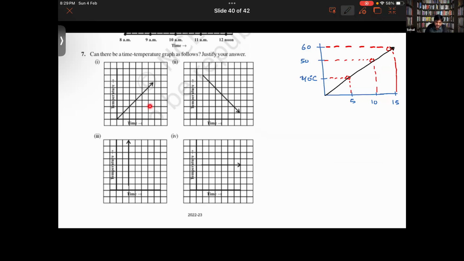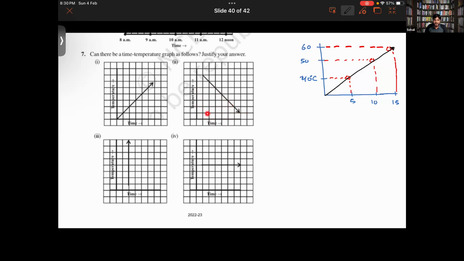Sir, everything was justified except the third one. Let me go to the second one first. Now guys, understand the second graph. Time is on the x-axis. As the time is increasing, the temperature will be decreasing. But is it true? It can be true. For example, there is hot water and after a few minutes it will become cold. As time passes by, the temperature will go down.